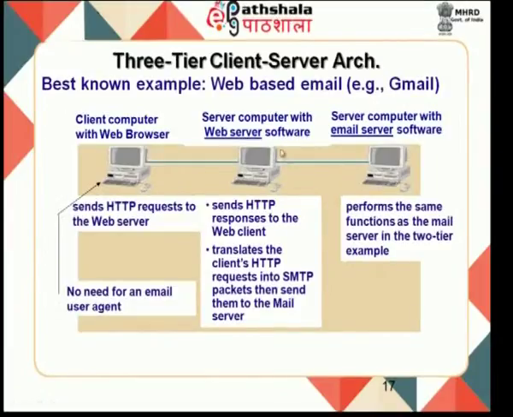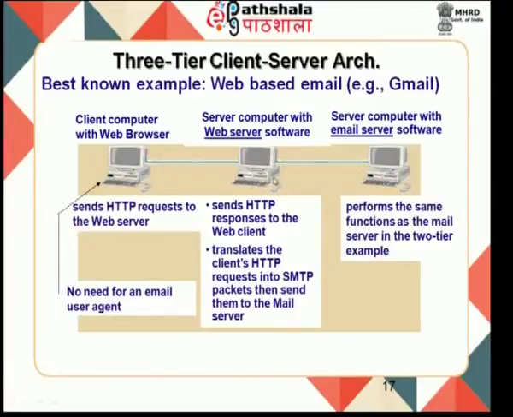Now, let us take a three-tier client server architecture. Here the best known example is web based email. Example we can give is Gmail. So, now you can see that there is a three-tier: a client computer with a web browser, a server computer with web server software, and a server computer with email server software. In a two-tier architecture, we had a web browser and an email server. In a three-tier architecture, we now have a web browser, a web server software, and an email server software.